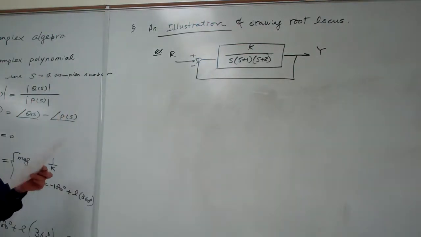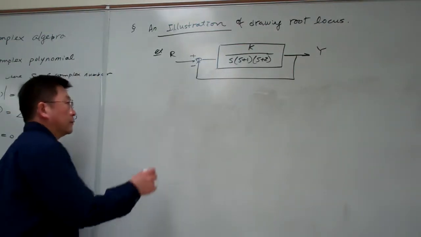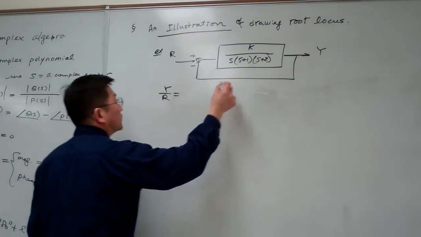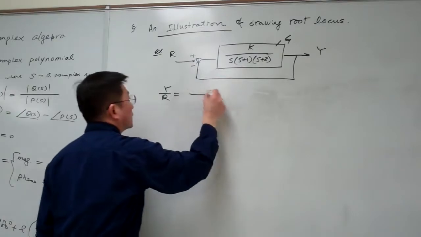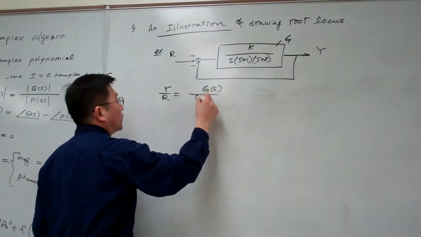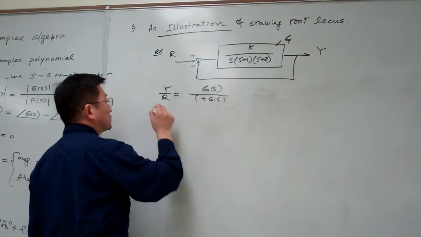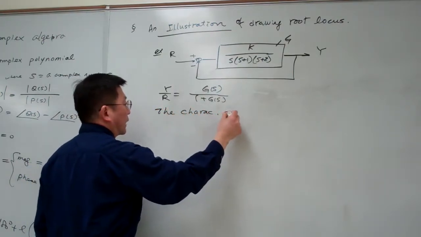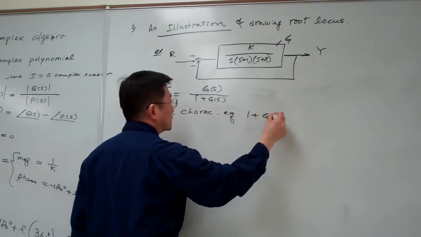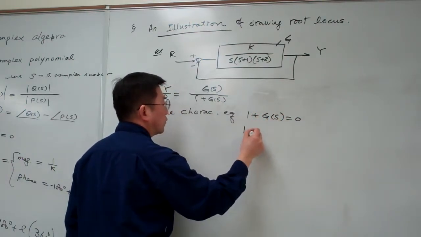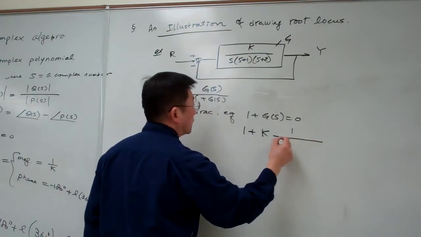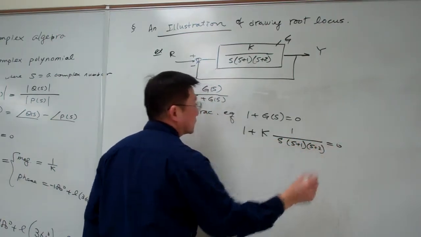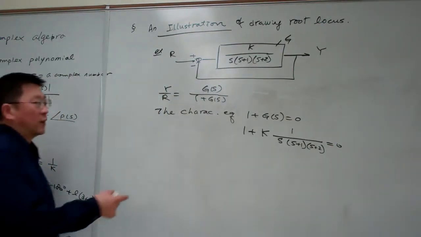Okay, so for this case, we want to determine Y over R, let me call this G, so that is G(s) over 1 plus G(s). So the characteristic equation is 1 plus G(s) equal to 0, which means 1 plus K over s(s plus 1)(s plus 2) equal to 0. Okay, so this is a 1.